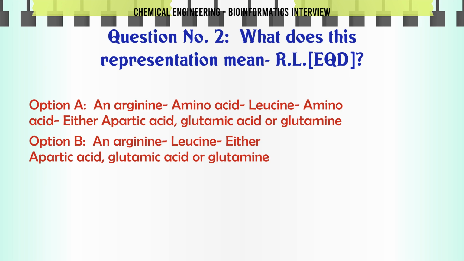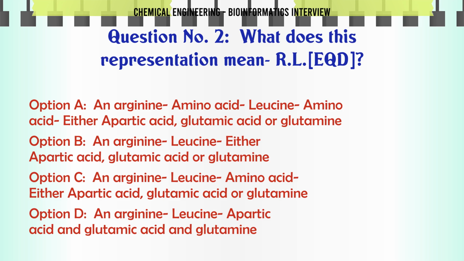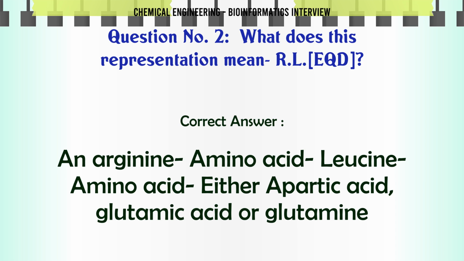R-L-EQD. A. An arginine amino acid, leucine amino acid, either aspartic acid, glutamic acid or glutamine. B. An arginine leucine, either aspartic acid, glutamic acid or glutamine. C. An arginine leucine amino acid, either aspartic acid, glutamic acid or glutamine. D. An arginine leucine, aspartic acid and glutamic acid and glutamine. The correct answer is an arginine amino acid, leucine amino acid, either aspartic acid, glutamic acid or glutamine.